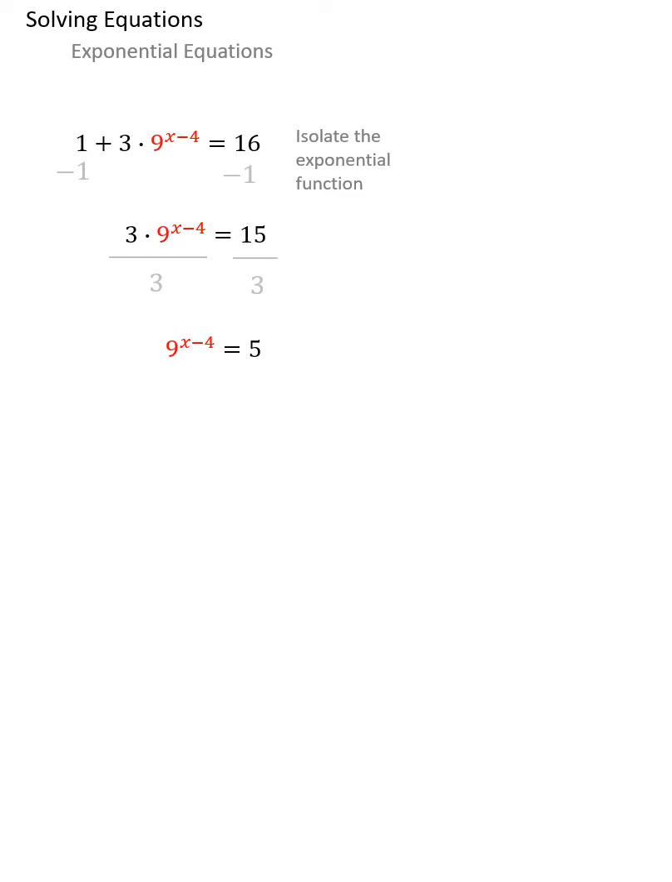Notice what's in red, the 9 to the x minus 4. I haven't messed with that yet. I've simply done the basic algebra necessary to get that exponential function isolated, or by itself. Now that I've done that, I can convert to logarithmic form by simply moving the base 9 from one side to the log base 9 on the other.